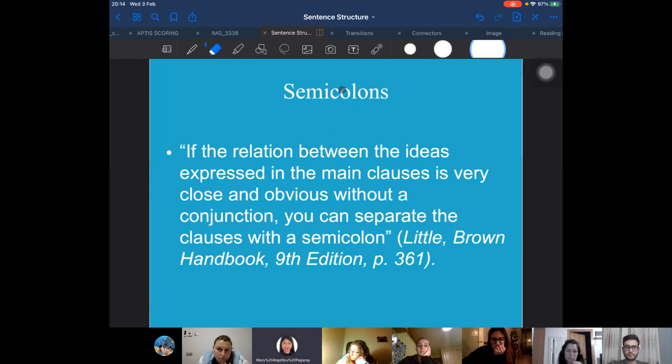So the semicolons. As you can remember, there are three things we can use to connect the two phrases of a compound sentence. First, the coordinating conjunctions, the FANBOYS. The second one was the conjunctive adverbs. And the third one is a semicolon only, without any word. But only if the relation between the ideas expressed in the main clauses is very close and obvious without a conjunction, you can separate the clauses with a semicolon.